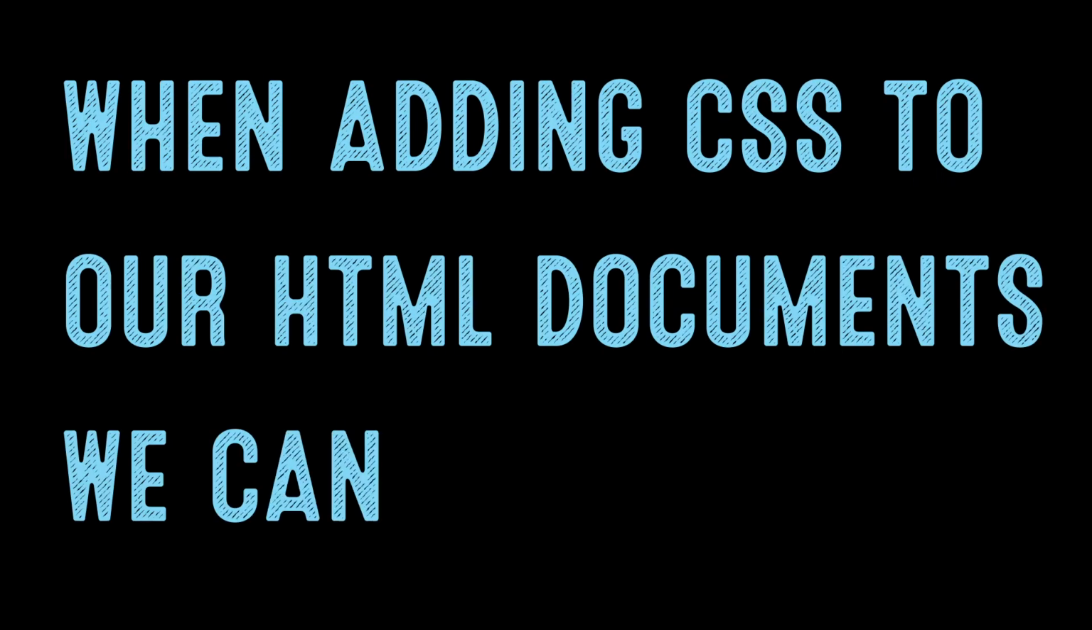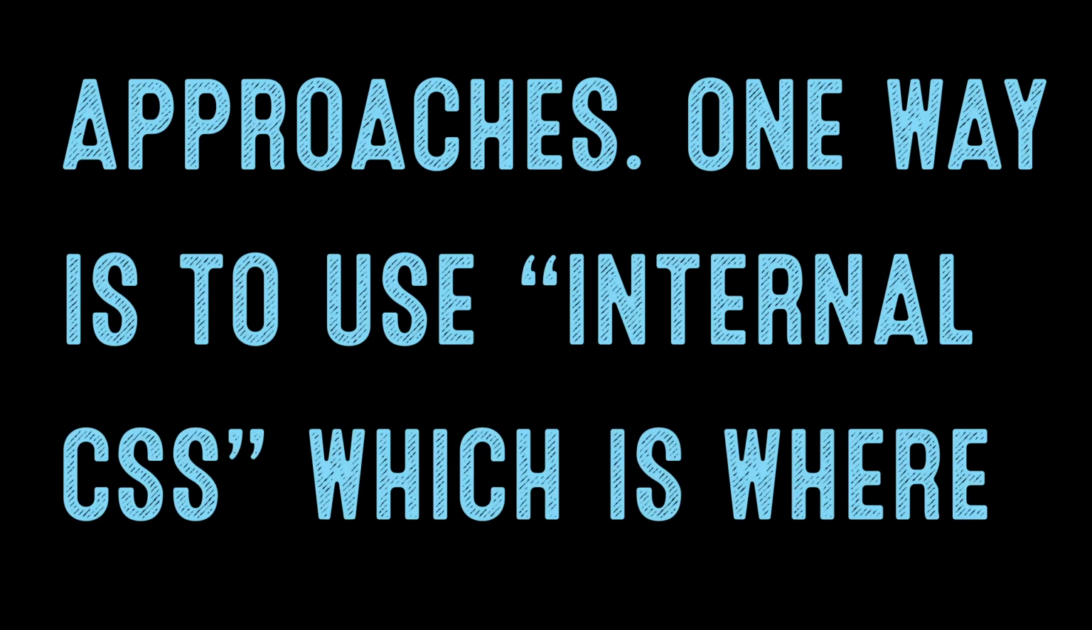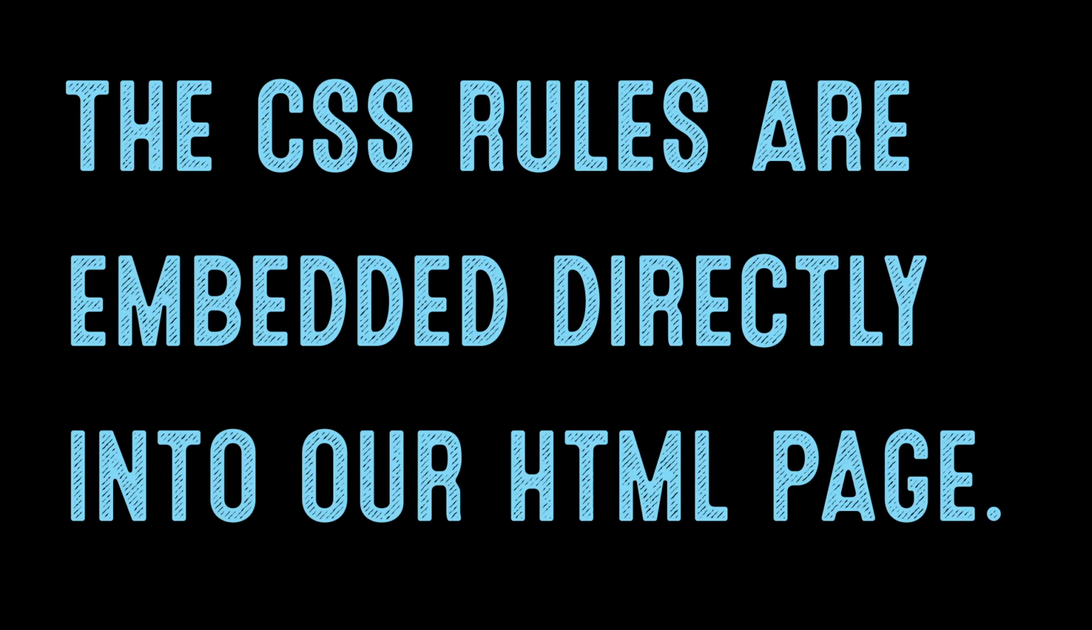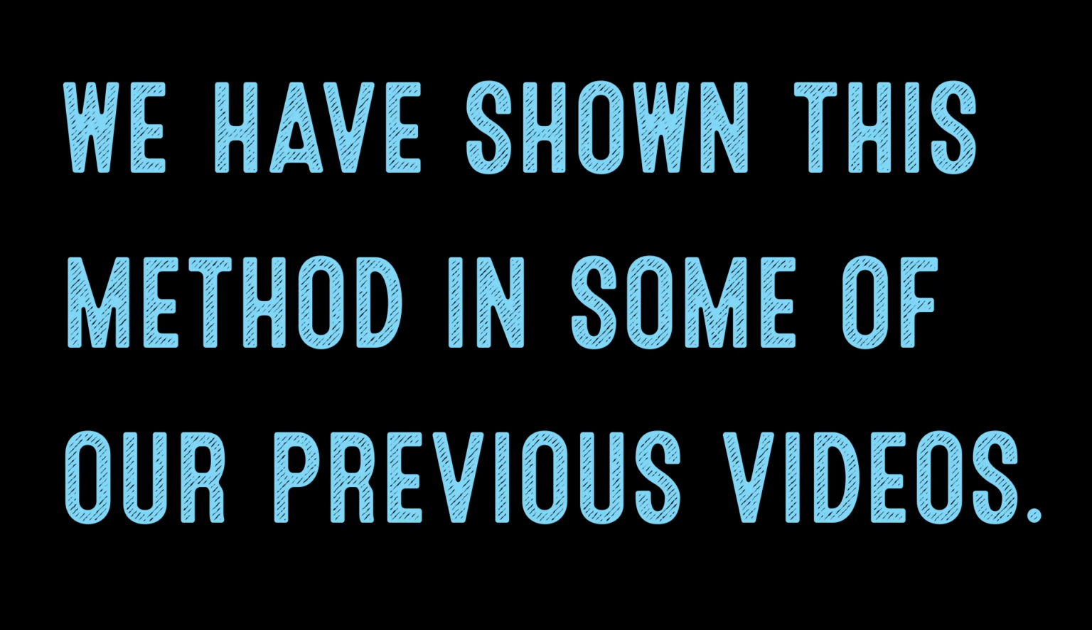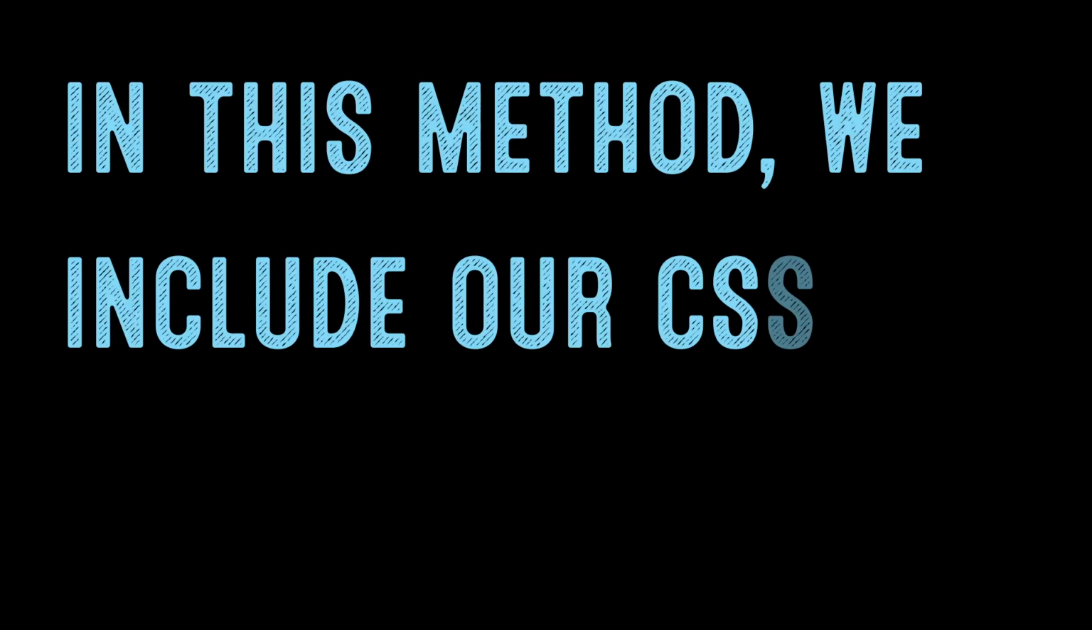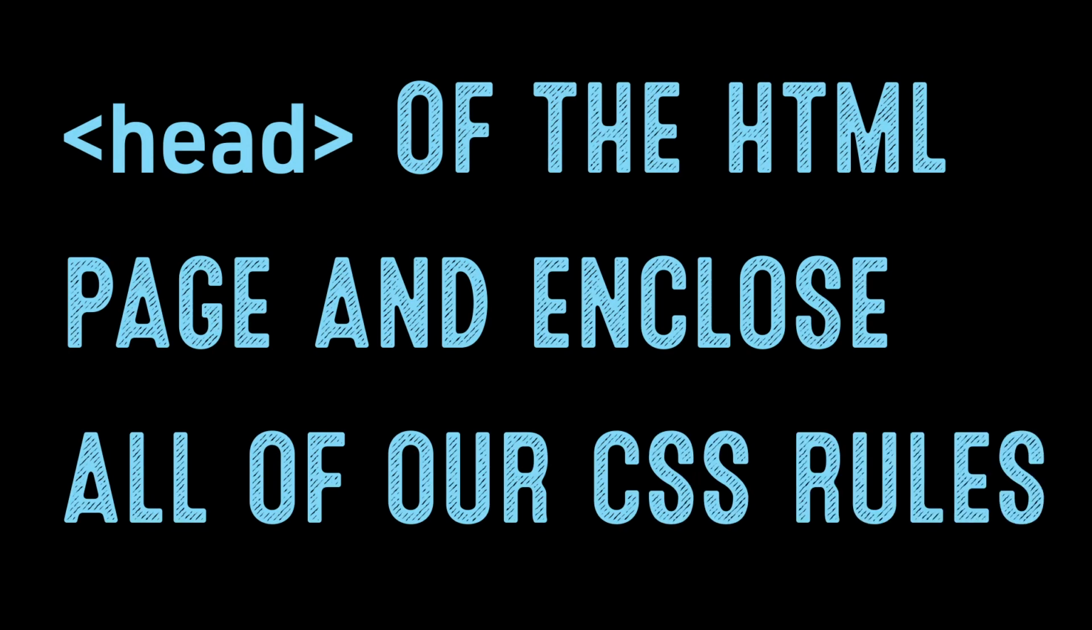The Daily Code Snippet. When adding CSS to our HTML documents, we can take two approaches. One way is to use internal CSS, which is where the CSS rules are embedded directly into our HTML page. We have shown this method in some of our previous videos. In this method, we include our CSS rules directly in the head of the HTML page and enclose all of our CSS rules in a style element.